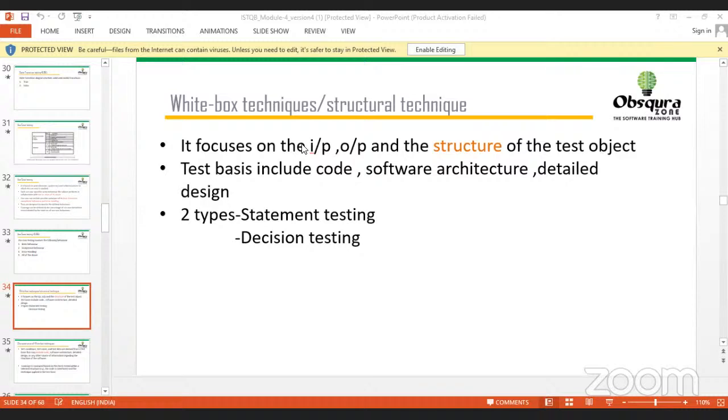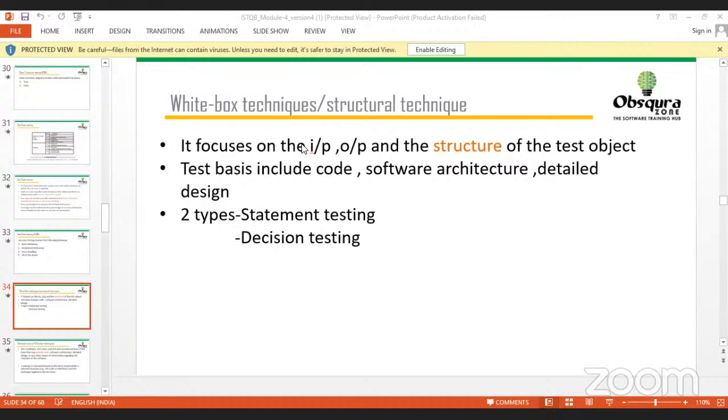Now, white box testing techniques. Now we are going to deal with structural technique or white box testing technique. White box means it is transparent, so you can see the structure of the test object. That means it includes code. So the test base includes code, software architecture, and detailed design. There are two types, statement testing and decision testing.